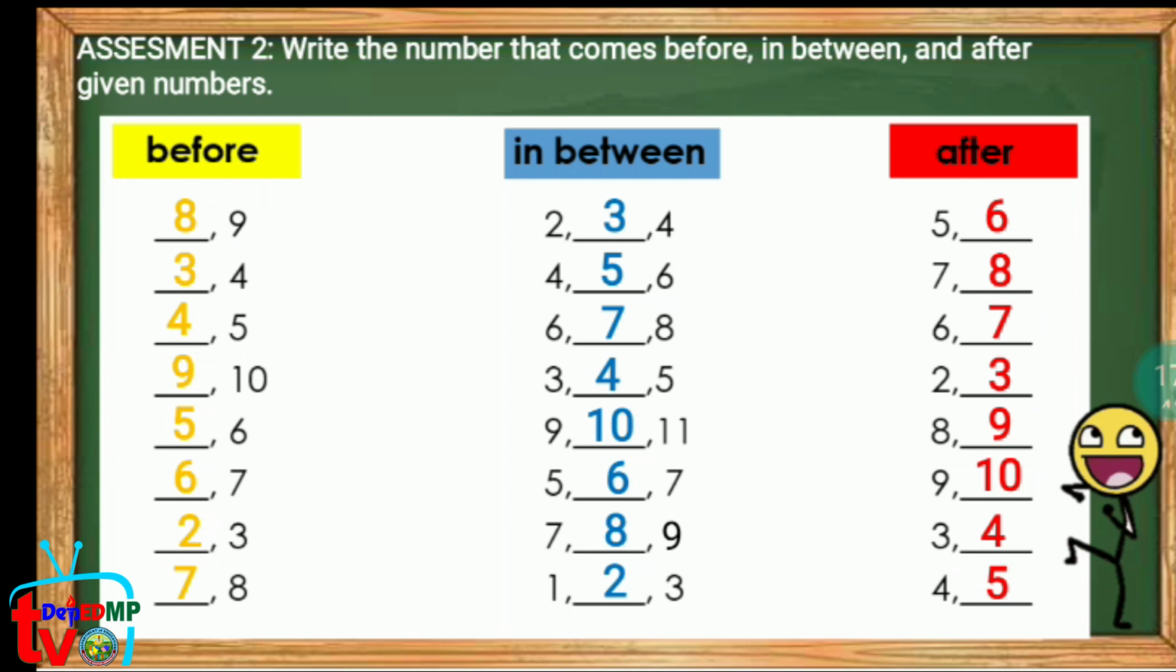Numbers in between. 3 comes in between 2 and 4. 5 comes in between 4 and 6. 7 comes in between 6 and 8. 4 comes in between 3 and 5. 10 comes in between 9 and 11. 6 comes in between 5 and 7. 8 comes in between 7 and 9. 2 comes in between 1 and 3.